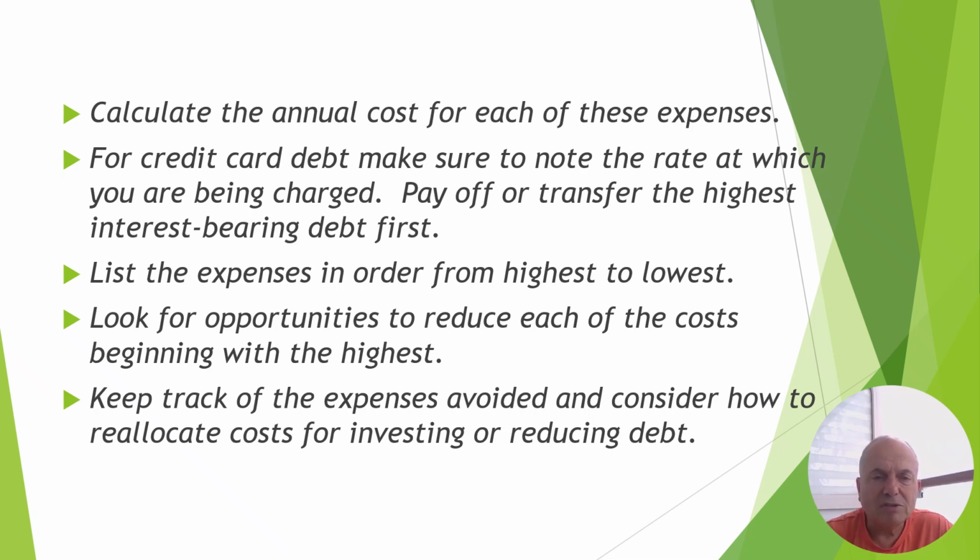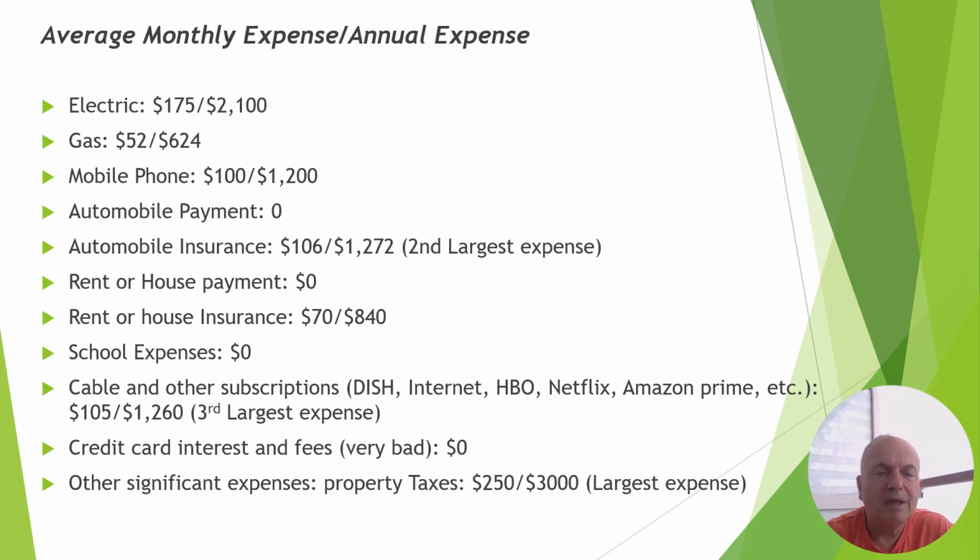Now, list your expenses in the order from the highest to lowest, and then you're going to look for opportunities to reduce each of those costs. So the idea is you're going to find out where you're spending money, then you're going to find out the areas you're spending the most money, and those are the ones you're going to try to tackle to see if you can pull in and reduce the costs. And then the idea is to keep track of the expense you have here and money that you're saving. And money that you save should be going into investments and paying off other debts so that you're moving ahead.